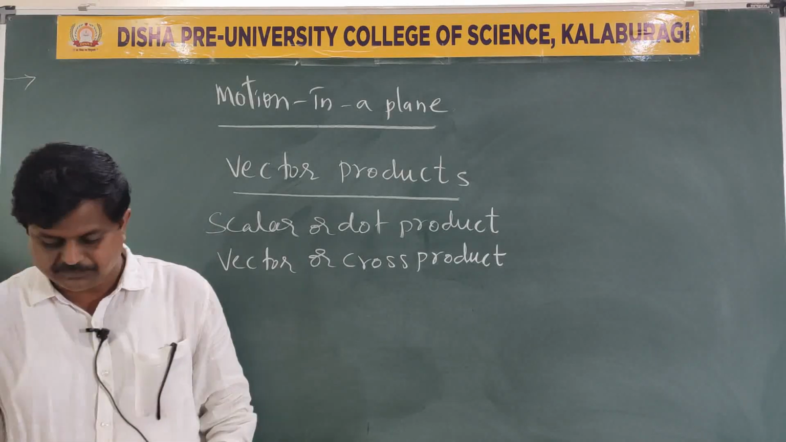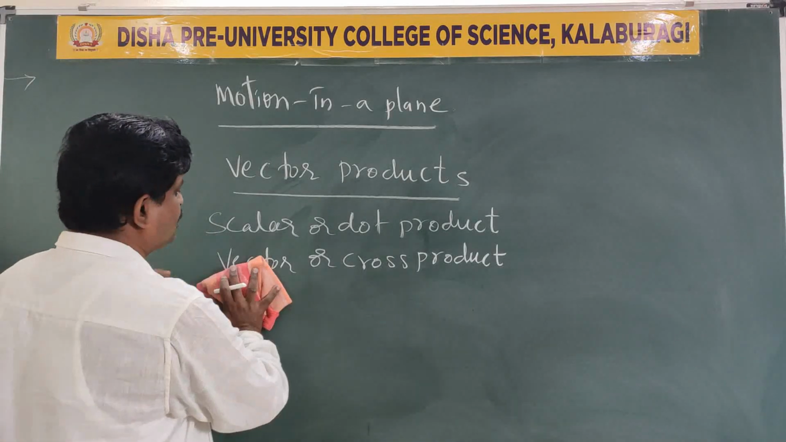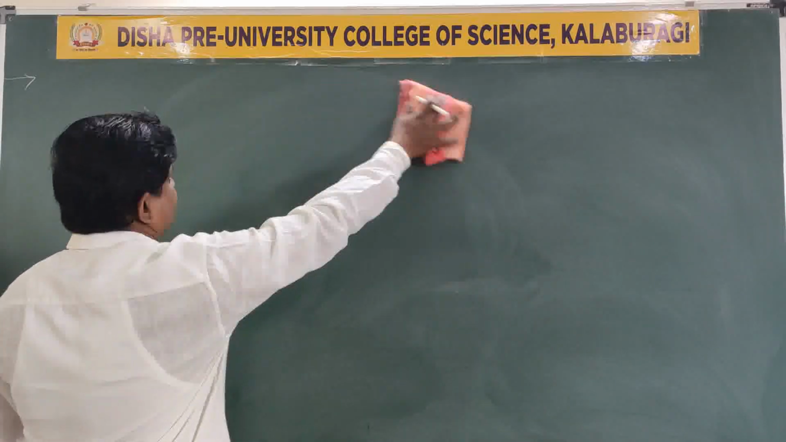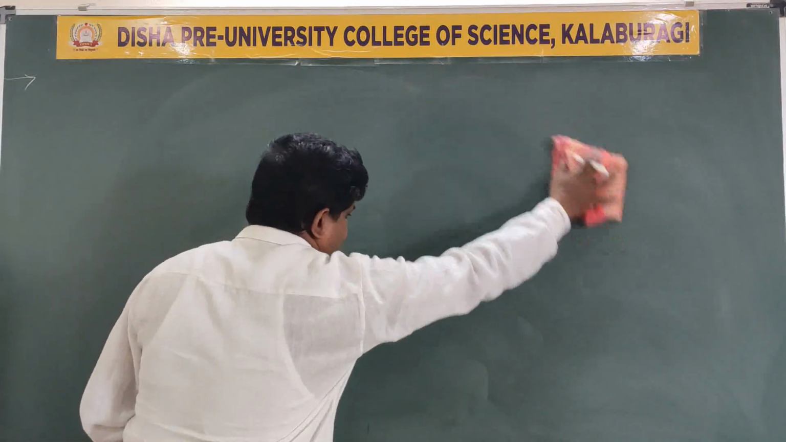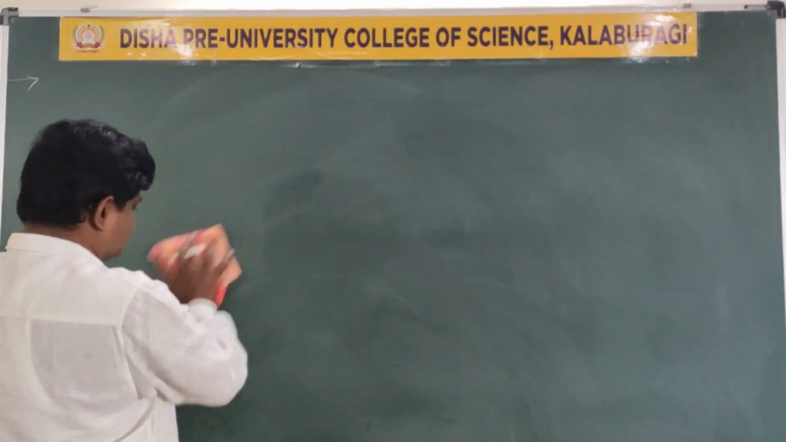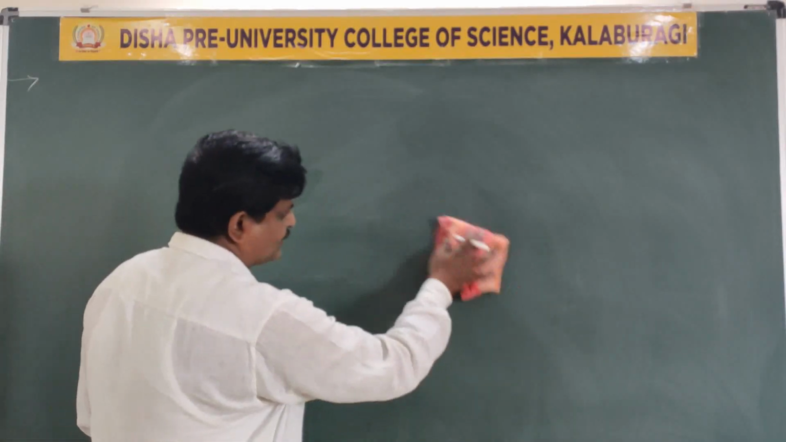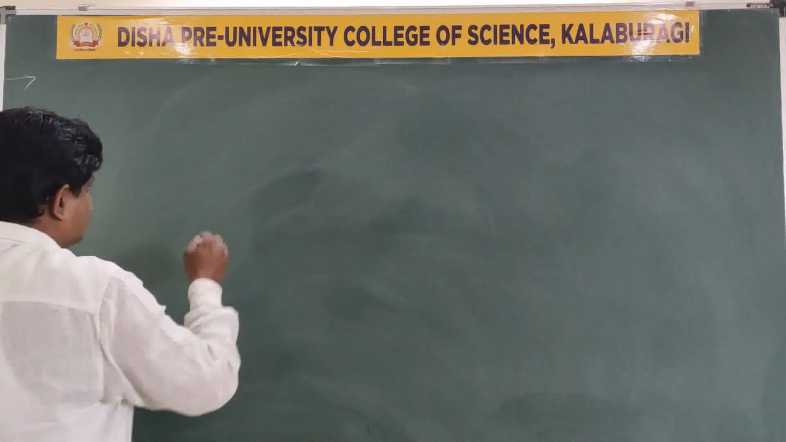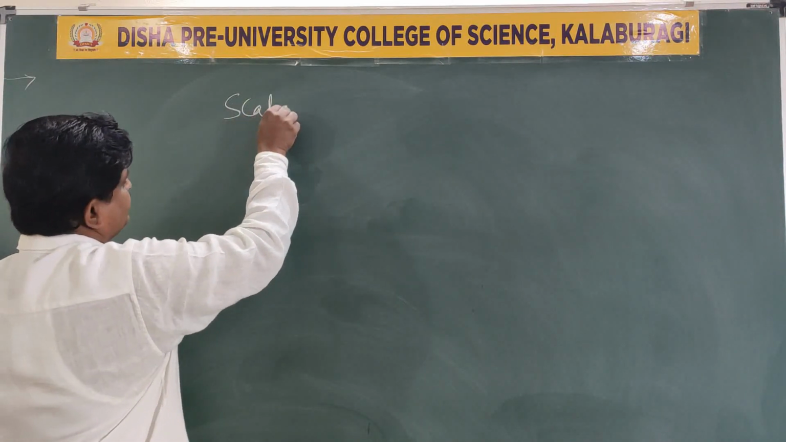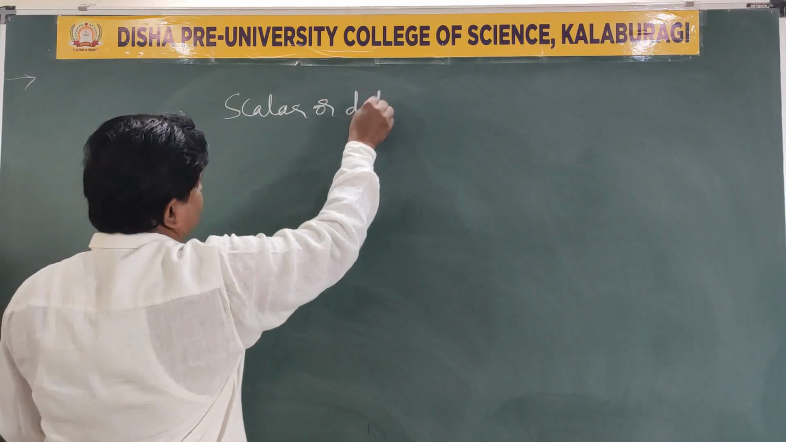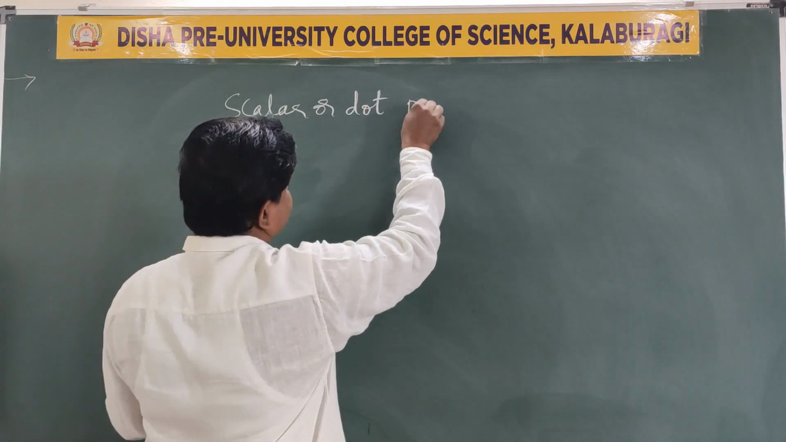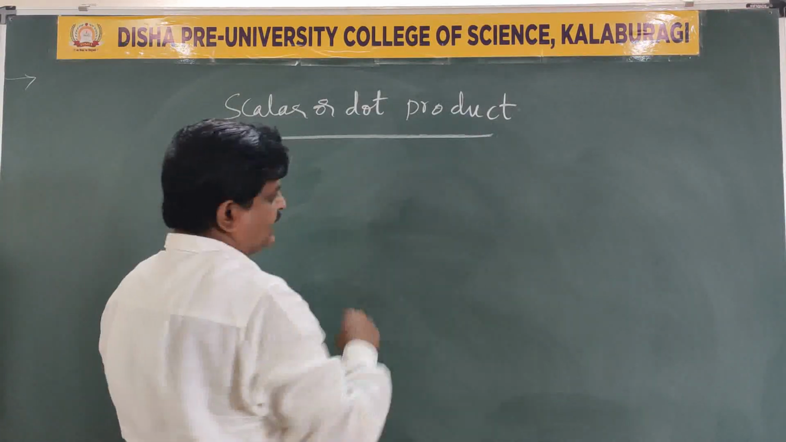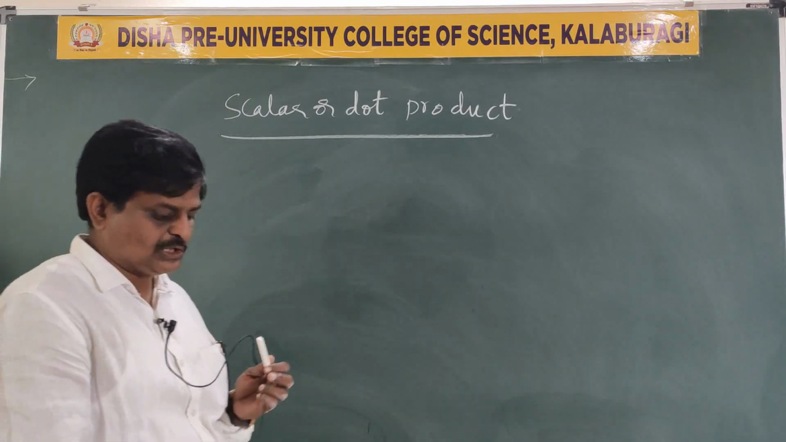So we will see one by one. First one is a scalar or a dot product. So first thing is clear. Based on the product we get when we operate any two vectors, we have two types of vector products. One is a scalar product, other one is vector product. So let us move on to the scalar or dot product. See this. First of all, how this product is defined. First of all, scalar or a dot product.